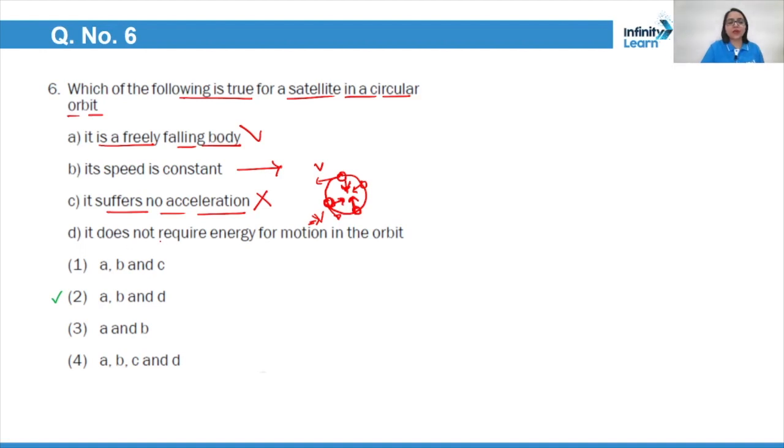Next is it does not require energy for motion in the orbit. Yes, that is also true. Gravitational force is directed towards the center and its displacement vector is directed along the tangent of the circular path. So angle between force and displacement vector in this case is 90 degrees. So work done by gravitational force is 0. So yes, because of the presence of gravitational force, it will not have any extra energy, right? So correct statement is D also. So out of these four statements, A, B and D statements are correct. So correct answer will be option 2.